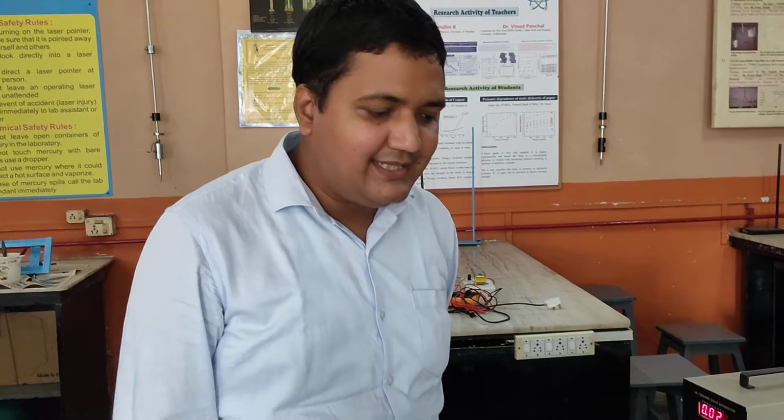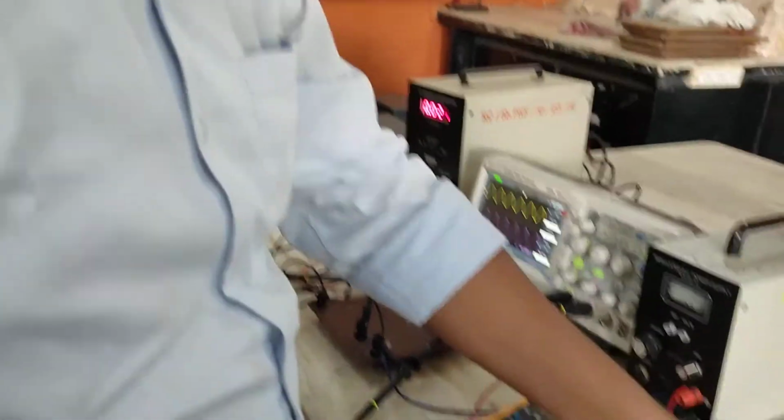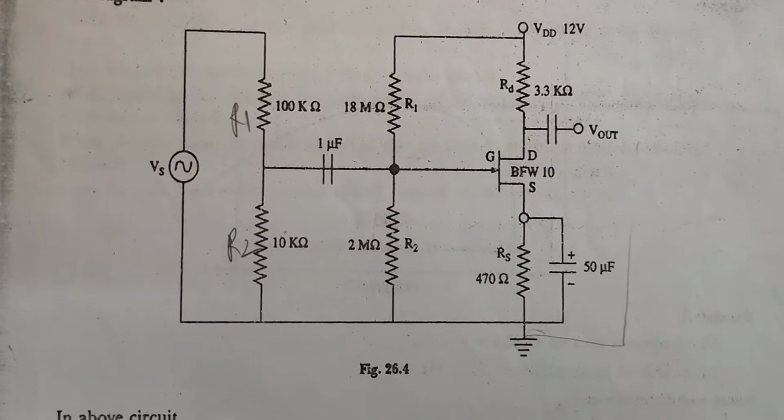amplifier. So in this experiment, we will study the nature of a JFET acting as an amplifier. JFET is also used as an amplifier, so that we will try to understand in this entire experiment. If you can see, this is our circuit diagram for JFET.